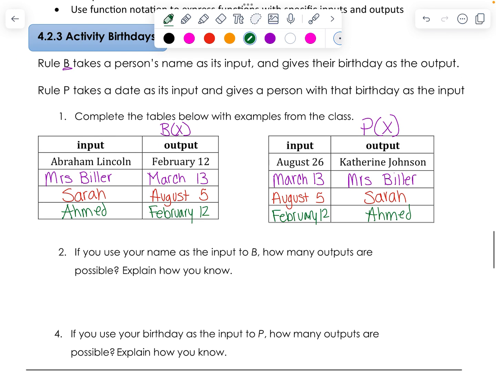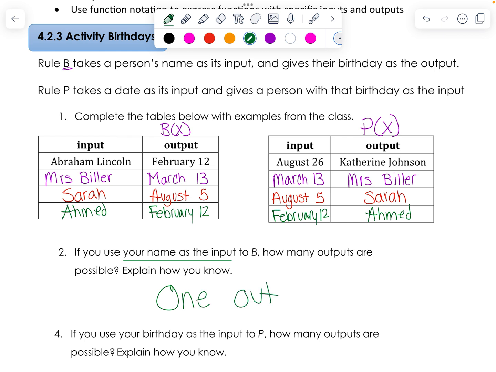Okay, so if you use your name as the input, how many outputs are possible? So how many birthdays can a person have? There is only one possible output. So that means this is a function. Each person has one birthday.